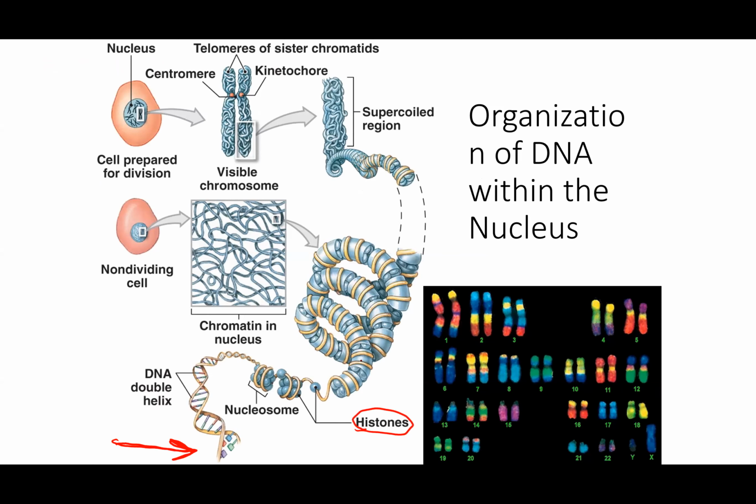And it coils and coils and coils, and then it starts making bigger coils until you get what's called a supercoiled region. And that happens to the entire chromosome. You form a chromosome. And so that's just very tightly packed DNA that's packed around histones and coiled around on itself.